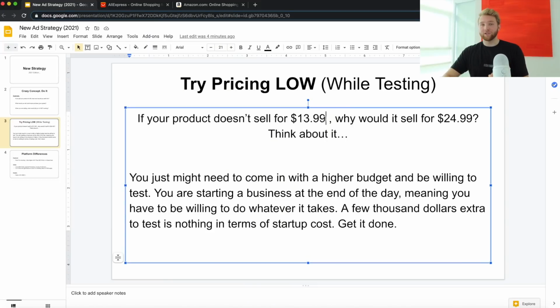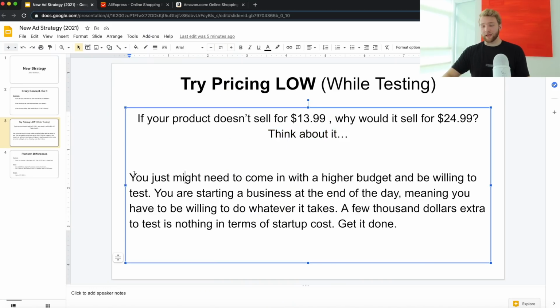But if the product doesn't sell at $13.99, if you try it for a week or two and it's just not getting sales, why would it sell for $24.99 or $29.99 or even $19.99? Why would it sell? Think about that. So this is actually the craziest strategy ever in terms of hacking the system to test a product efficiently.